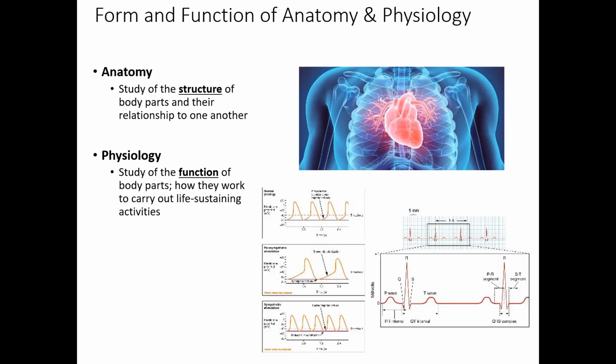So this is physiology. What is our heartbeat? How does our heart beat? How do we send nerve impulses throughout our body? That's physiology, so the function of the body parts. So structure and function are the two parts of A and P.